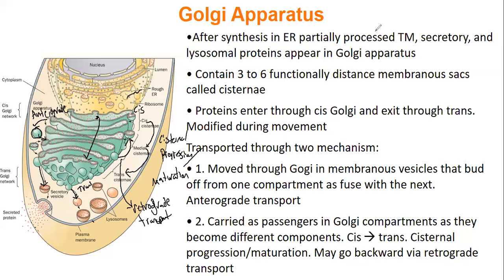Can you shorten the directions? I'm not quite sure what you're asking there. I mean, I can go through it really quick again. If you bud off and you're going from cis medial to trans, that's anterograde. If you're just traveling normally without budding off, that's cisternal maturation. And if you're going in reverse, that's retrograde. I'm not quite sure what you mean by shorten. Like, can you take a shortcut? Oh, you just wanted me to repeat it again? Okay.